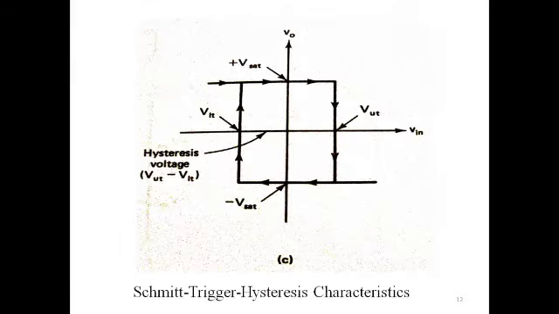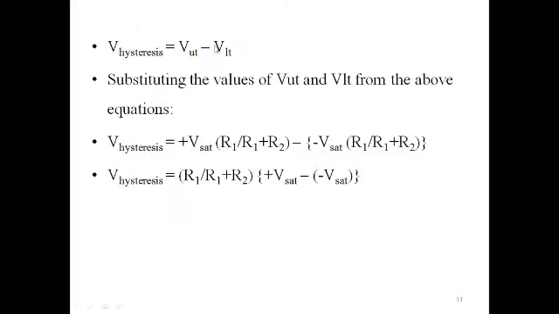The gap in the hysteresis curve is called the hysteresis voltage, and it can be calculated by subtracting the lower threshold voltage from the upper threshold voltage. Therefore, V hysteresis is the upper threshold voltage minus the lower threshold voltage. We have already calculated both, so substituting those values, we get the hysteresis voltage as R1 divided by R1 plus R2 times plus V saturation minus minus V saturation. These are the hysteresis characteristics of our Schmitt trigger.